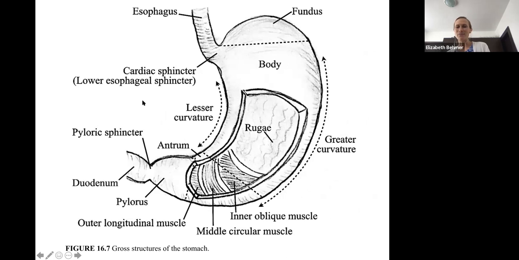Here are the parts of the stomach: the lesser or smaller curvature and the greater curvature. The fundus is the portion of the stomach that makes the dome shape, then the body. The rugae are the inner folds of the stomach that help with churning the food and breaking it down. You can see the different muscular layers of the stomach wall. The pylorus is the end region of the stomach, right next to the pyloric sphincter. And the cardiac sphincter is just another word for that lower esophageal sphincter.